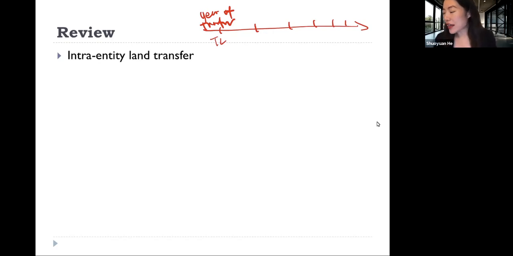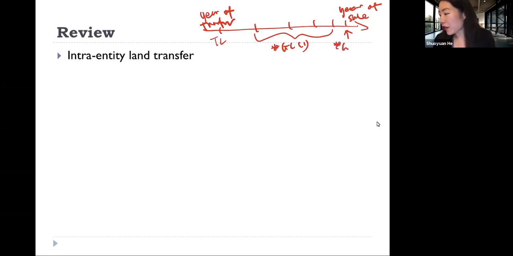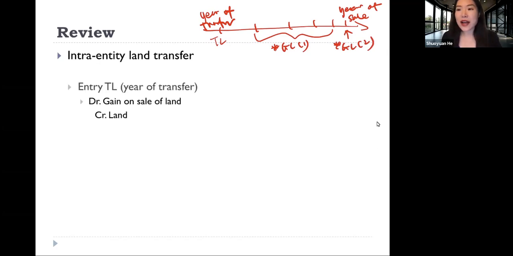The first version is in all of the following years until before the year of sale of the land to an outside party; we have the *GL entry version 1. And in the year when the buyer of the land eventually sold the land to some outside party, we have the *GL entry, the second version, version 2. So let's look specifically at what the TL entry is.